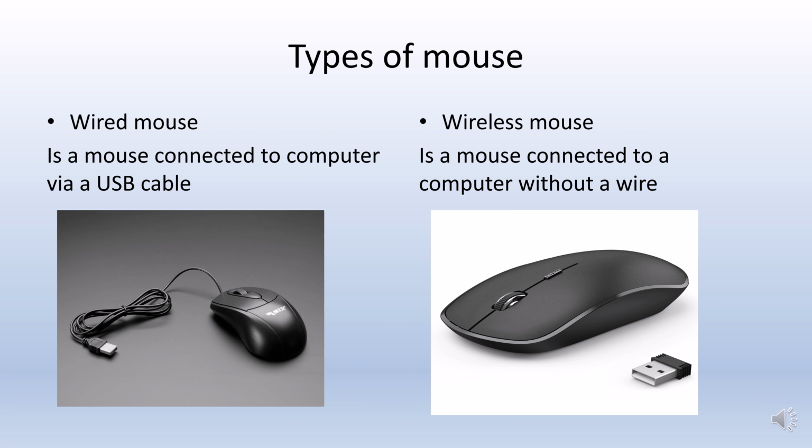Types of mouse. There is a wired mouse. This is a mouse connected to a computer through a USB cable. You have to connect the USB cable to your computer for the mouse to operate. And there is a wireless mouse. This is a mouse connected to a computer without a wire, and it can be used even in a long distance.